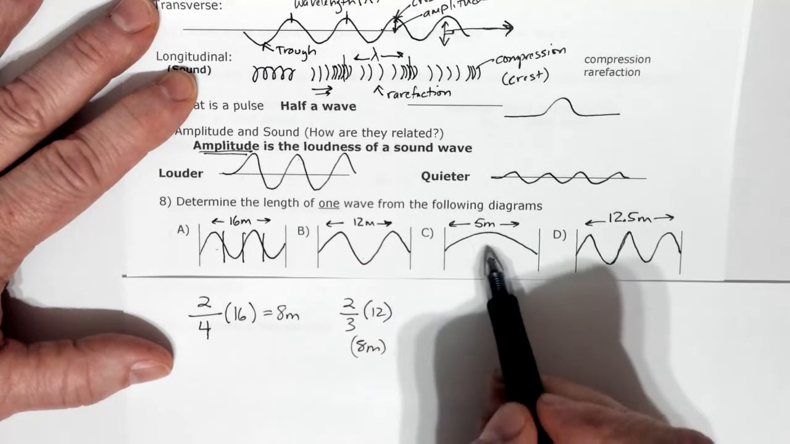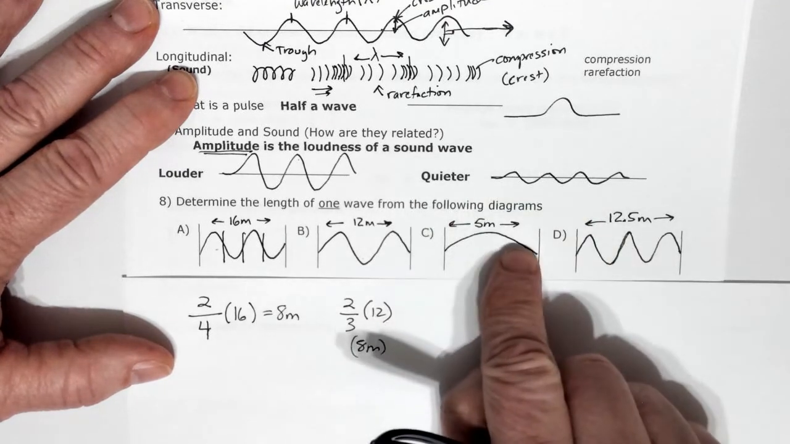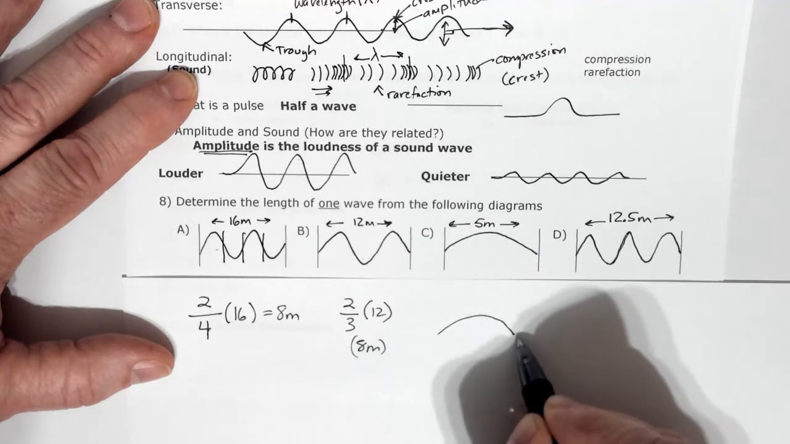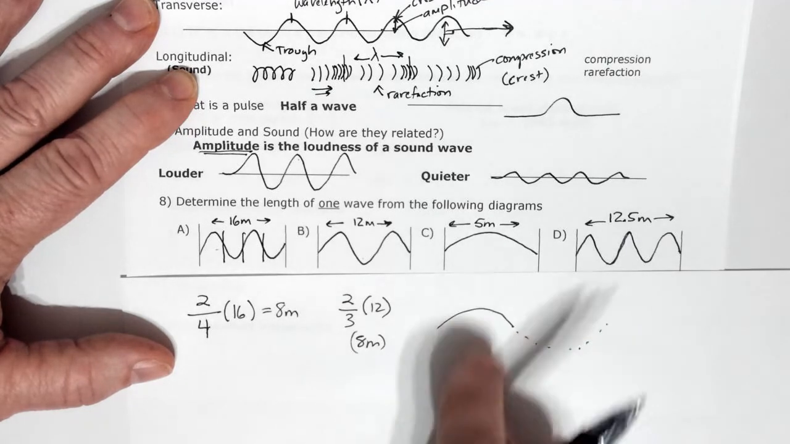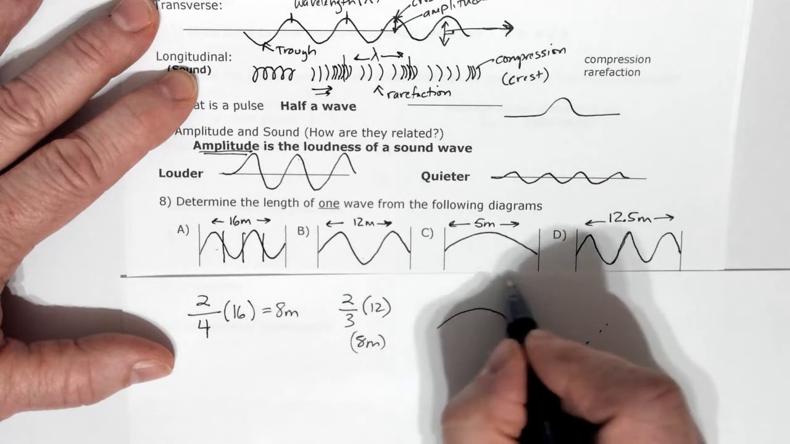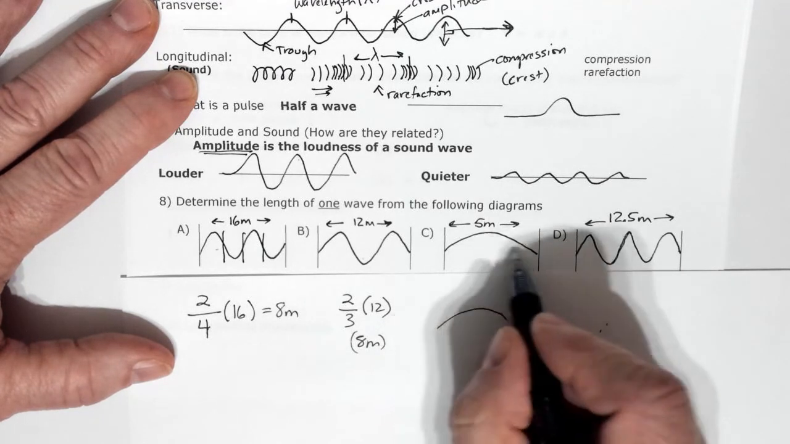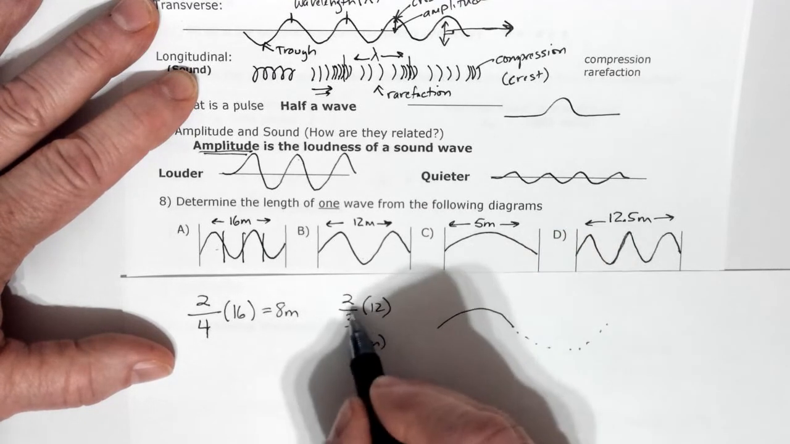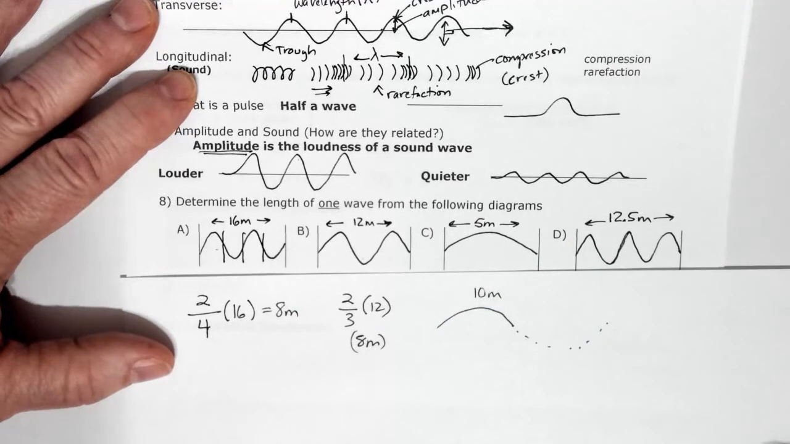This one, we can do a really simple method. This is actually only half of a wave. So if I really wanted to see a full wave, I would have to add another half, which would be the same length. So 5 plus 5 is what? 10 meters. So this is a half, okay? And so I need to have 2 full pictures, so there's not enough there to do this method. So this is just going to be 10 meters. And that's kind of an easy one too.